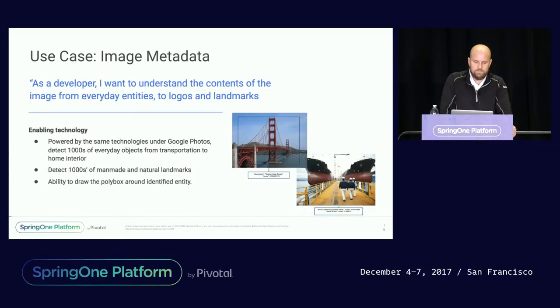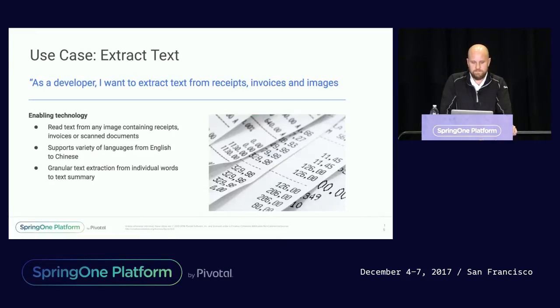And metadata. So if you need to understand the contents of the image, from everyday entities to logos to landmarks, that's another reason why you would use the video API. You can also extract text when you need to extract data from receipts, invoices, and images and gather that data. And again, there's a lot of use cases, and we're going to go through some of those in a minute, why this will all make sense. We'll do a demo and put it all together.